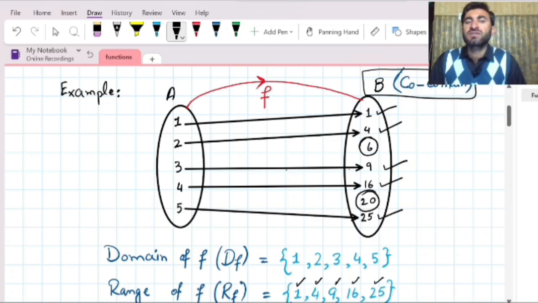So the range will only contain the images. Those elements of B which are not images of any element will not be part of the range.